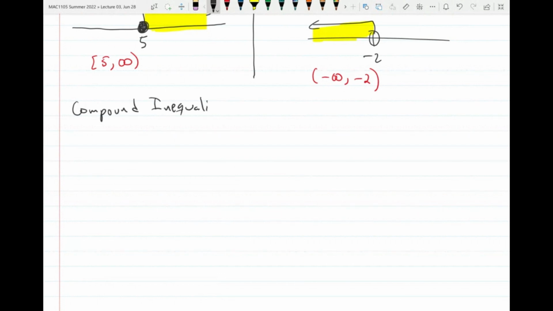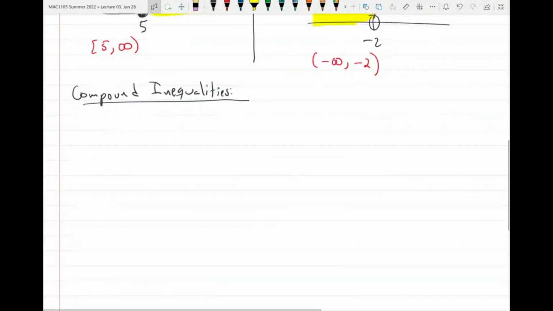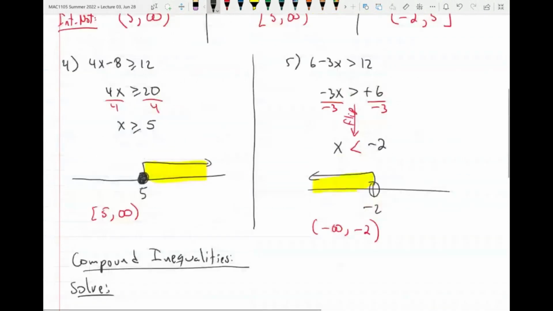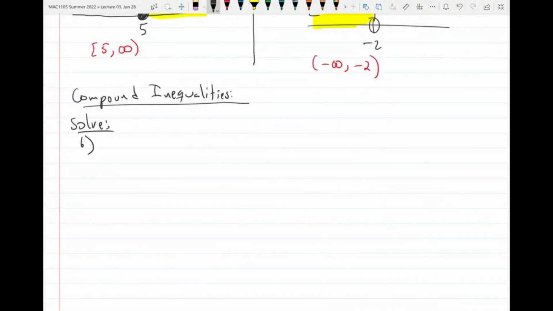So compound inequalities. All right, so let's see. Solve, and we have here number 5. So this is number 6. Let's do something like this. And let's do this.